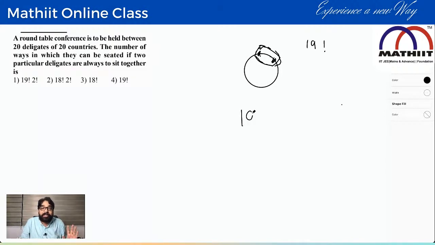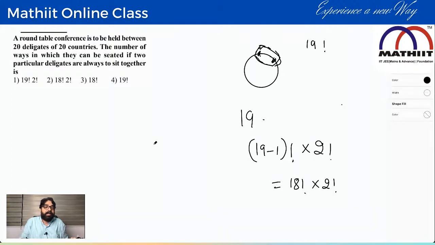Means I have to arrange 19 objects on a circular loop. So that can be done in how many ways? 19 minus 1 factorial, but into the internal arrangement of this, into 2 factorial. So the answer will be 18 factorial into 2 factorial. Is this clear to everybody? Is it clear to everyone?